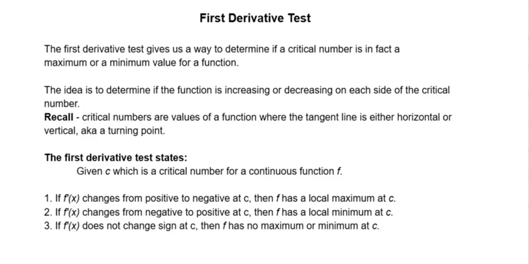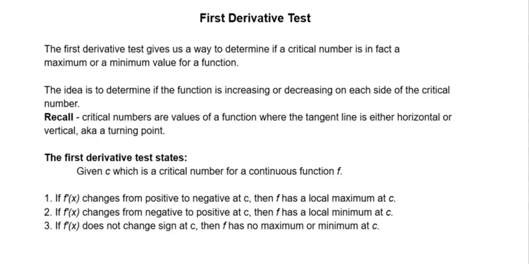First derivative test. The first derivative test gives us a way to determine if a critical number is in fact a maximum or a minimum value of a function instead of an asymptote or an inflection point. The idea is to determine if the function is increasing and decreasing on either side of the critical number, or decreasing and then increasing. So critical numbers are values of a function where the tangent line is either horizontal or vertical, also known as a turning point.